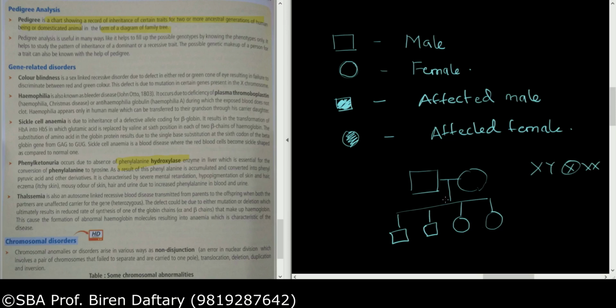Suppose I want to show that the cross is between a male who is affected and a female who is unaffected, then I will shade this male. Suppose I want to show that one of the boys is affected, then I will shade that. So if you shade the symbol, that means they are affected. If you do not shade, they are not affected.